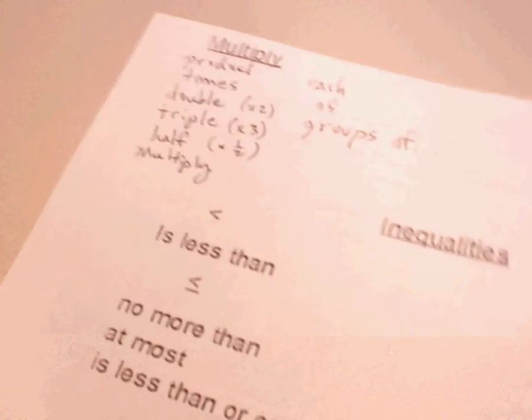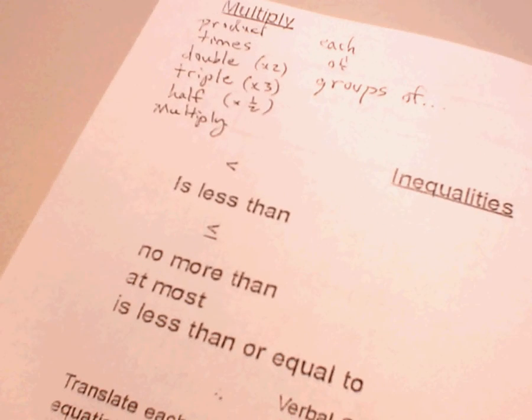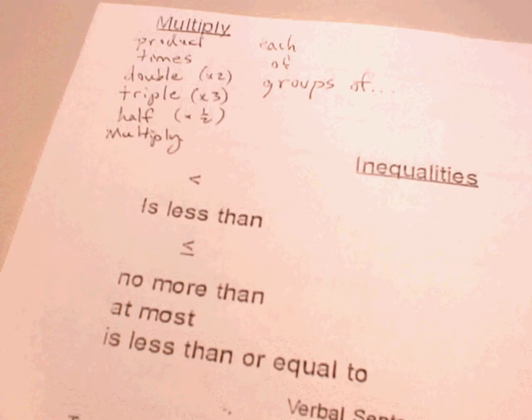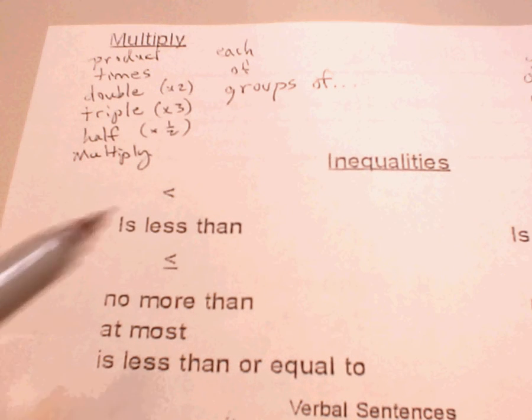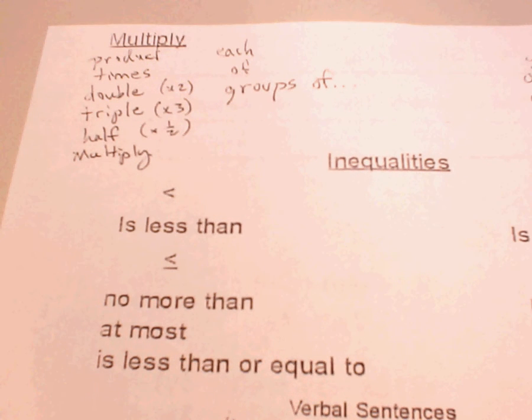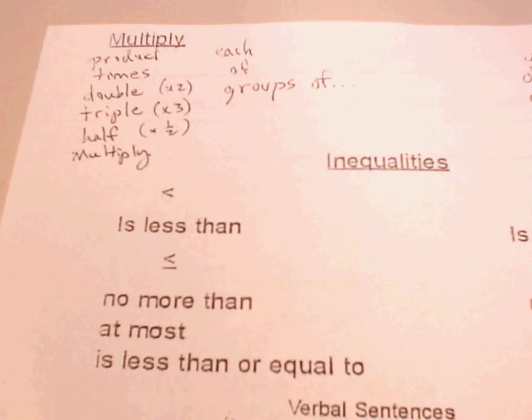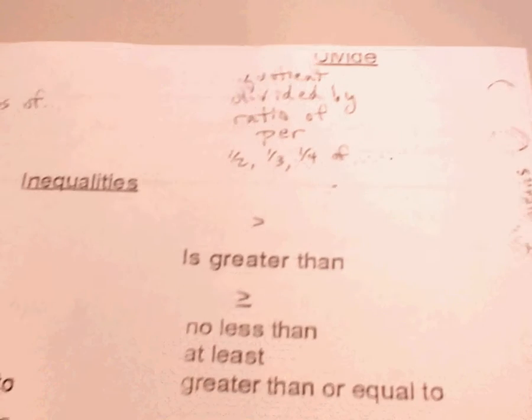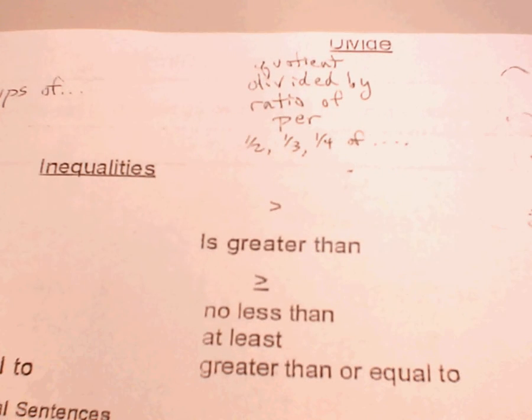Sometimes you'll see vocabulary for inequality. For inequalities, less than, that's our less than symbol. Less than or equal to could be no more than, at most, is less than or equal to. Those are some of the keywords for inequalities. Here are our keywords for greater than and greater than or equal to.